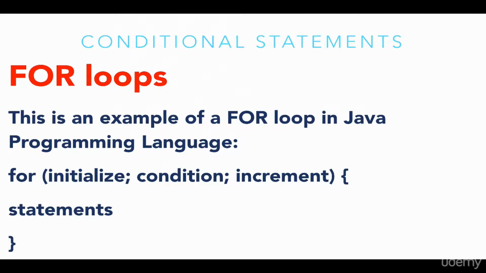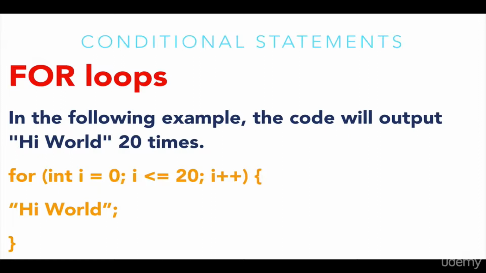inside these curly brackets. So now I want to show you a real example of how to use a for loop in Java. In the following example, the code will output the hi world text 20 times. So as you can see here, first I need to just type in for, and then inside the parentheses, first I need to put in the initialization code.